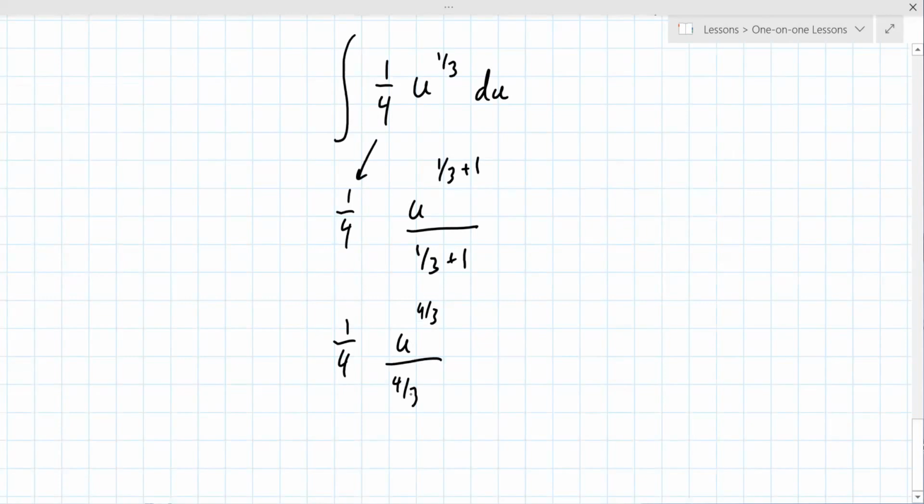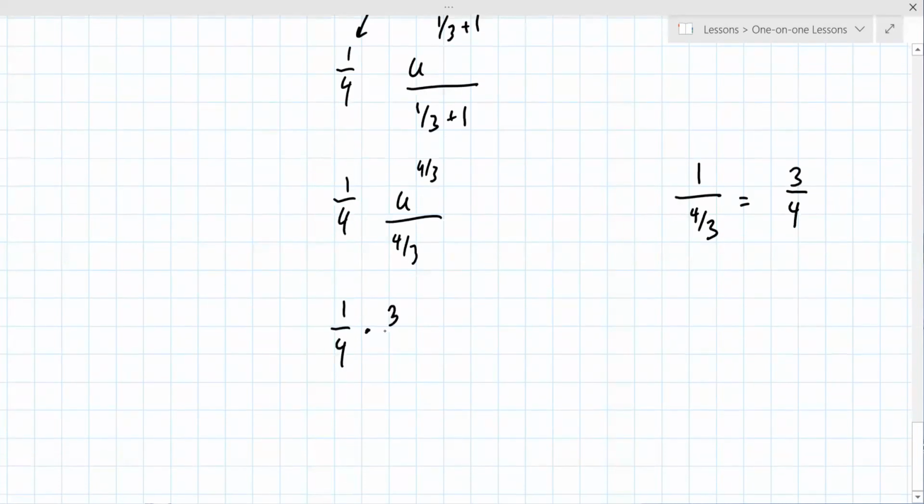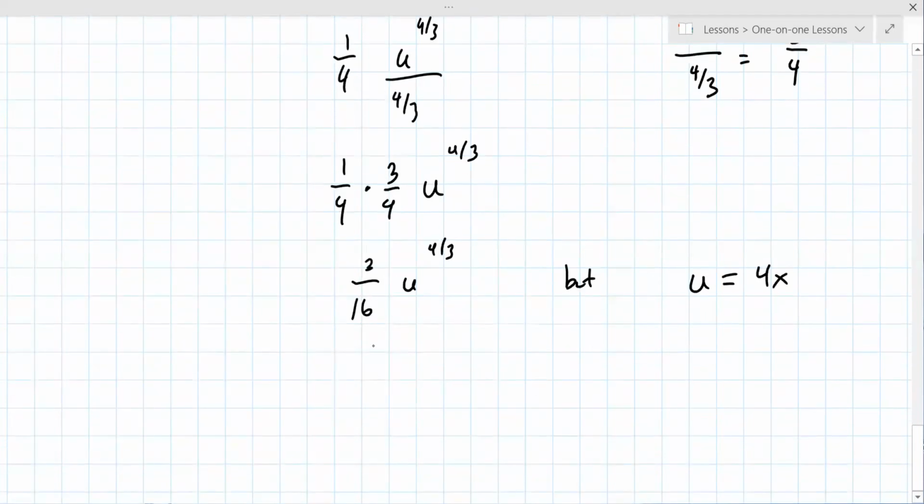Now whenever you have a fraction on the bottom, this time 1 over 4/3, that equals the reciprocal of the fraction, 3/4. So you have this 1/4 in front times the 3/4 from the 4/3 on the bottom, u to the 4/3, and that becomes 3 over 16, u to the 4/3. But you have to back substitute, and your u was 4x, so you put that back in here. So that's 3 over 16, 4x to the 4/3 power. Now this is where you evaluate from -3 to 3.